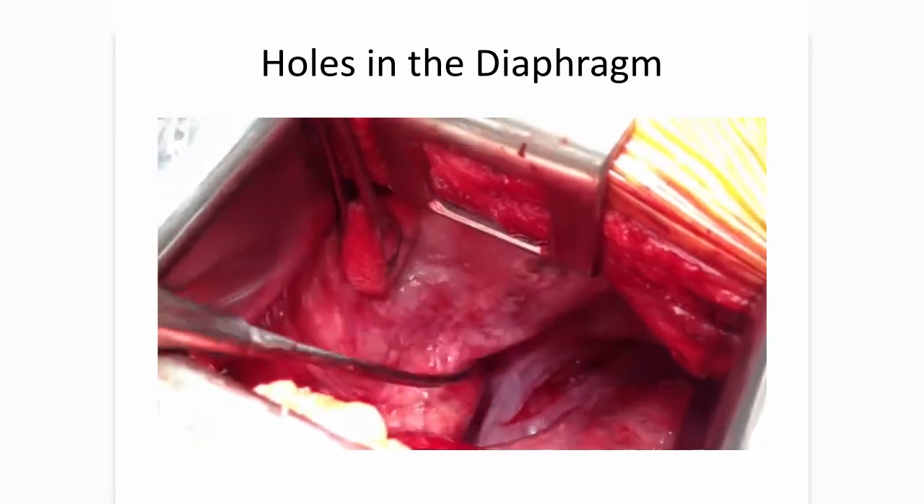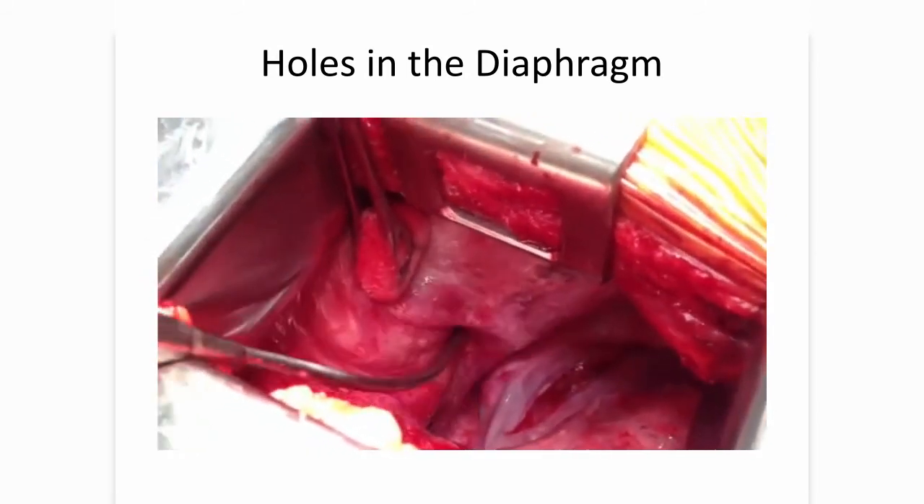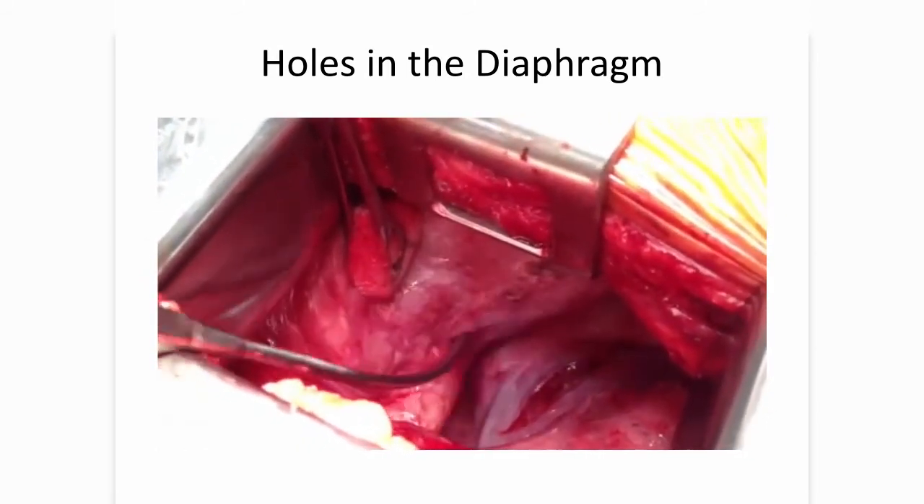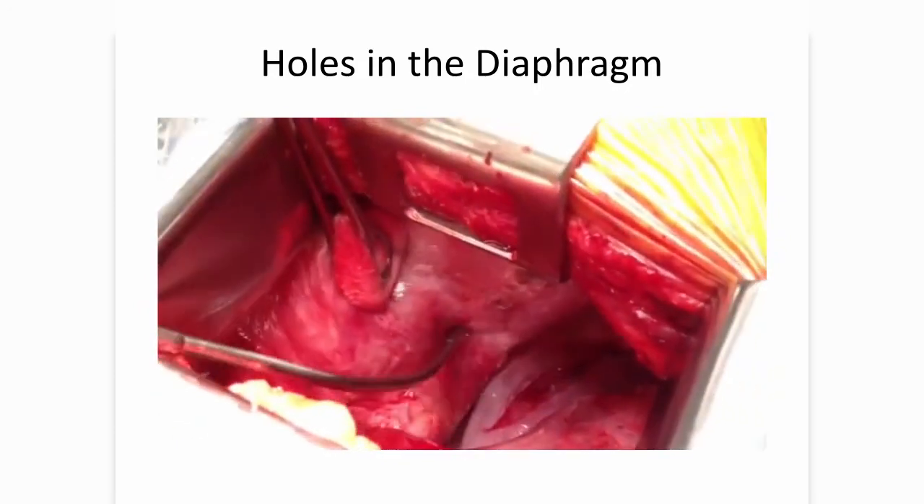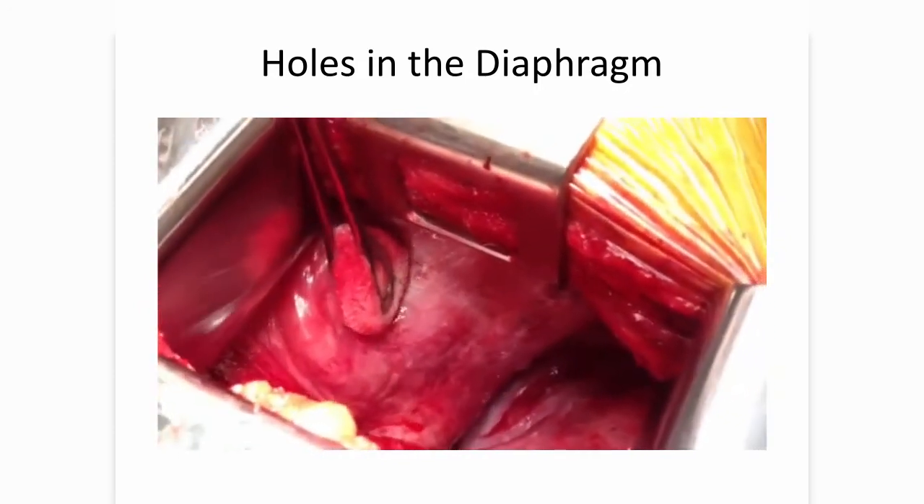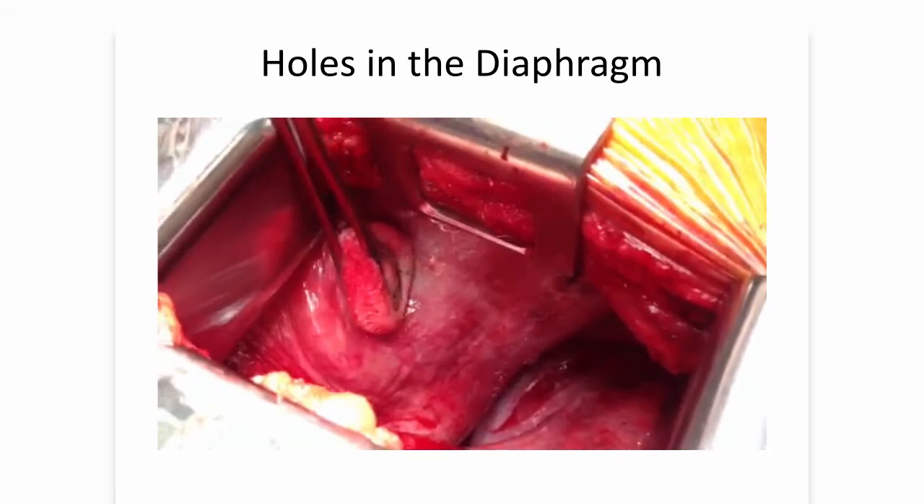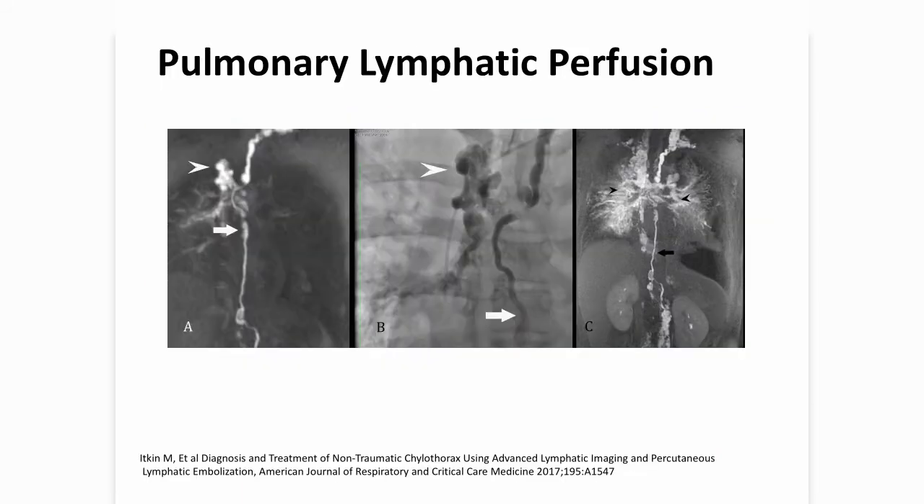And this is an OR image which shows you that this is the diaphragm and there are small holes that pull the lymph into the pleural cavity. Can we treat idiopathic pulmonary perfusion, idiopathic chylothorax?